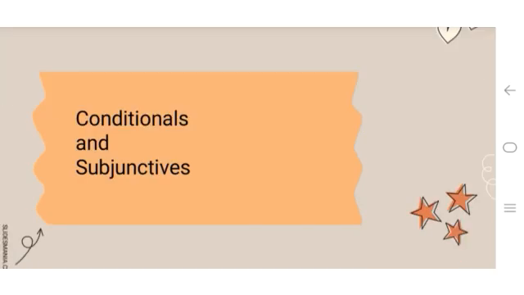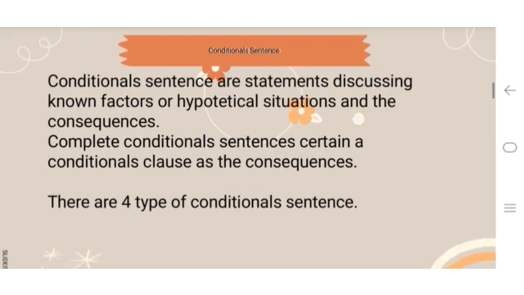Alright, this is our material today. The first is conditional and the second is subjunctives. Alright, first we would like to talk about conditional sentence. Conditional sentences are statements discussing known factors or hypothetical situations and the consequences. Complete conditional sentences contain a conditional clause and the consequence.